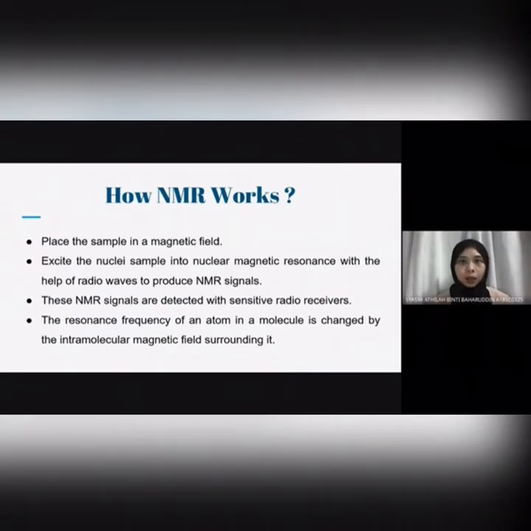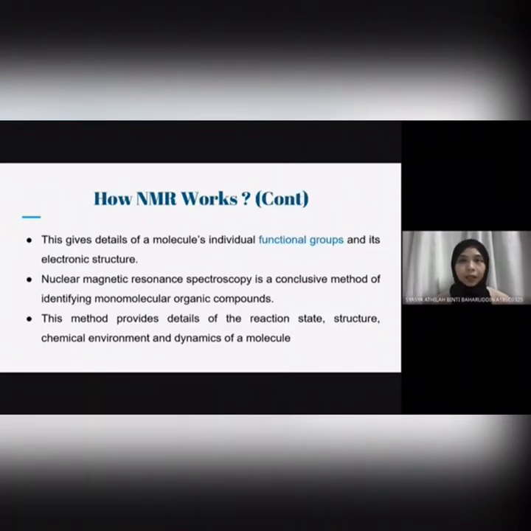Next, I want to discuss how NMR works. First of all, the sample is placed in a magnetic field. The nuclear sample is excited into NMR with the help of radio waves to produce NMR signals. NMR signals are detected with sensitive radio receivers. The resonant frequency is changed by the intramolecular magnetic field surrounding it. It will give details about the functional group and its electronic structure. NMR is a conclusive method of identifying monomolecular organic compounds. And the last one is that it provides the details of reaction state, structure, chemical environment, and dynamics of a molecule.